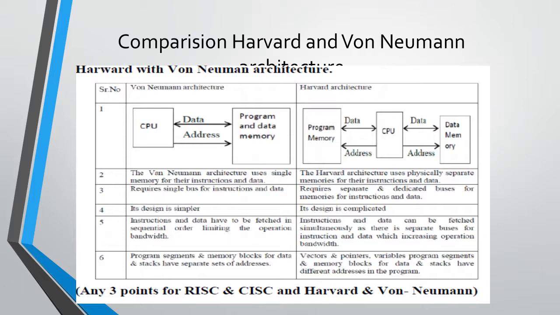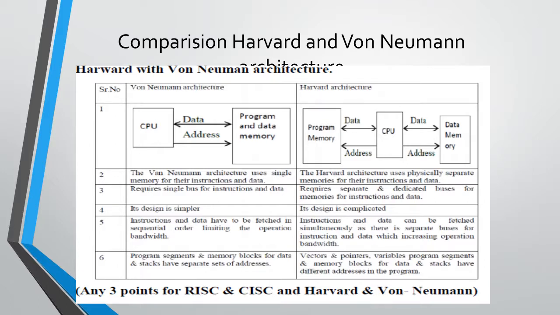Now we will see the comparison of hardware and von Neumann architecture. So in hardware architecture, separate memories are required for instruction and data, while in von Neumann single memory for instruction and data. Second point, requires separate and dedicated buses for instruction and data. In von Neumann requires only single bus for instruction and data. In hardware, third point, design is complicated. In von Neumann design is simpler.